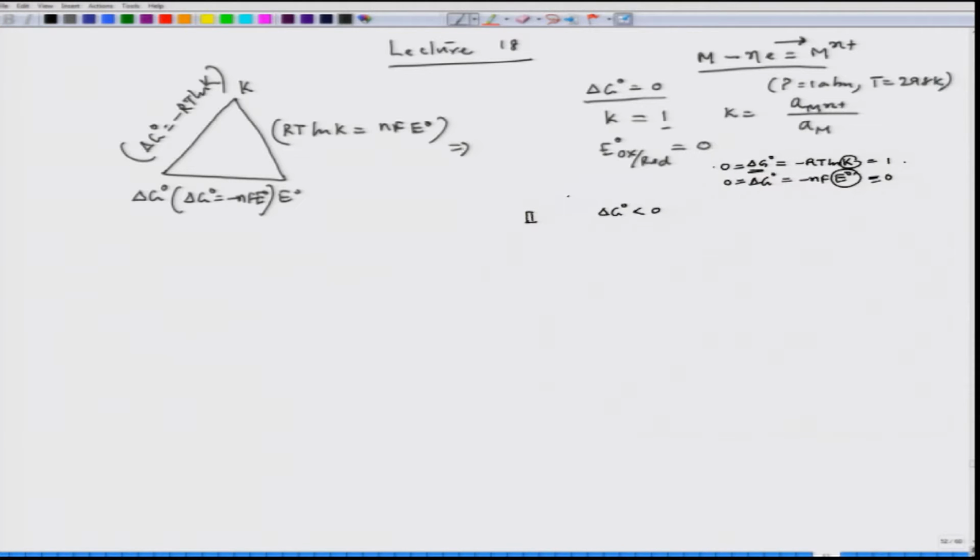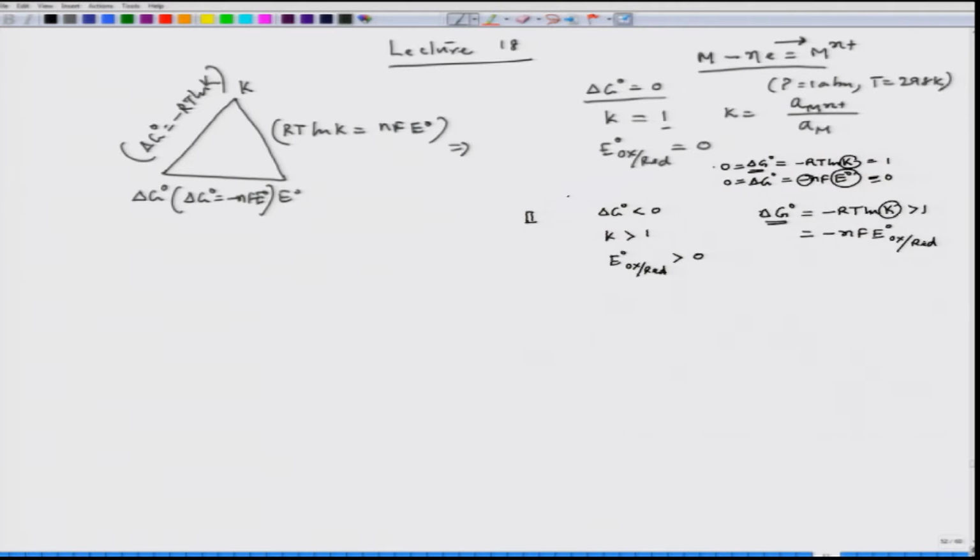Now, if delta G naught is less than 0, that means K has to be greater than 1 and E naught should be greater than 0. Why? Because if you use this general formula, minus RT ln K, so K has to be greater than 1, then only this can go to negative, and if it goes to negative, since there is a negative sign here, so that is another formula, which is nFE naught.